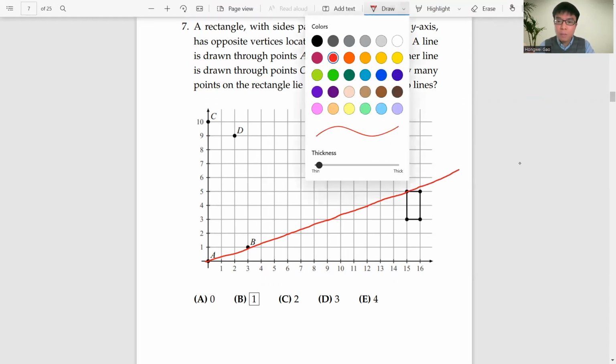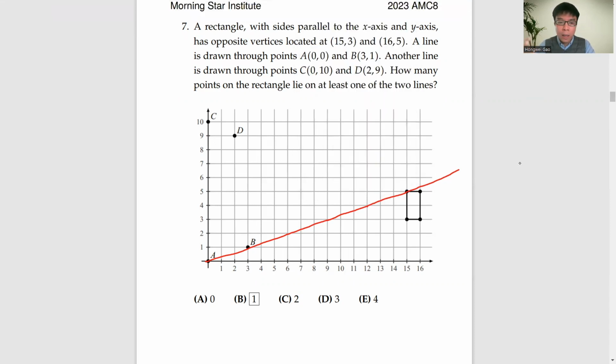Now for CD, similarly, when x adds 2, y decreases by 1. So following this direction, we can draw the line. And we see that it does not touch the rectangle. It's very easy to see there's exactly one point of intersection. So the answer here is B.